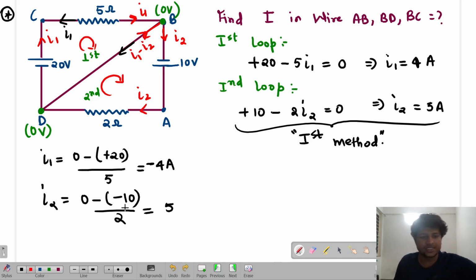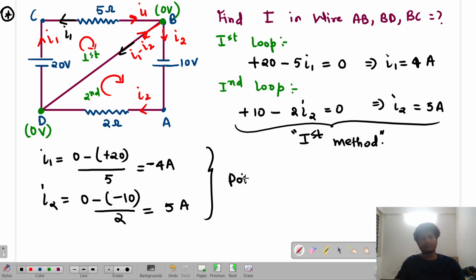Okay. So basically this is what I showed, that I2 is equal to 5 amperes, and that is correct, isn't it? And you can find I1 minus I2 easily. Is that clear? Got it? So these are two different ways. Basically this is called the point potential method.